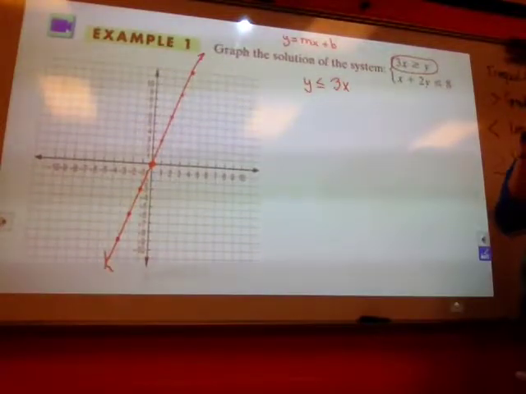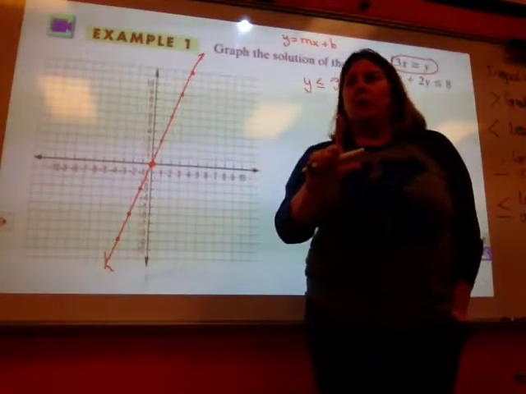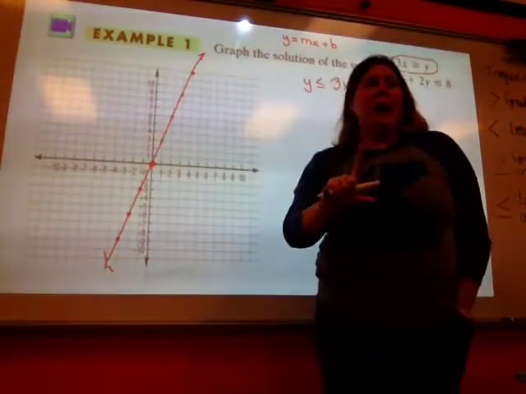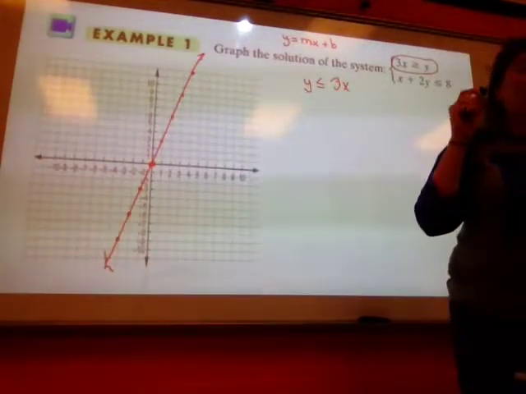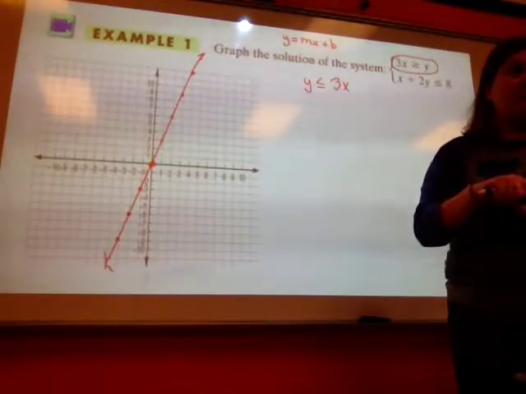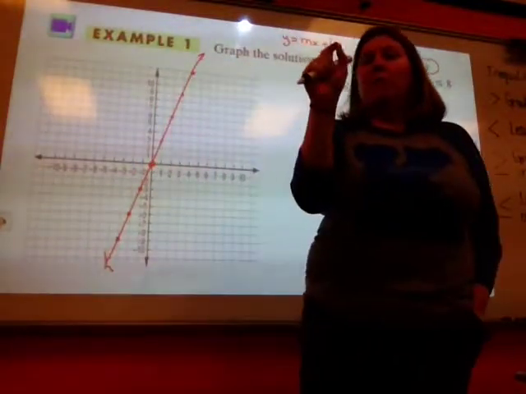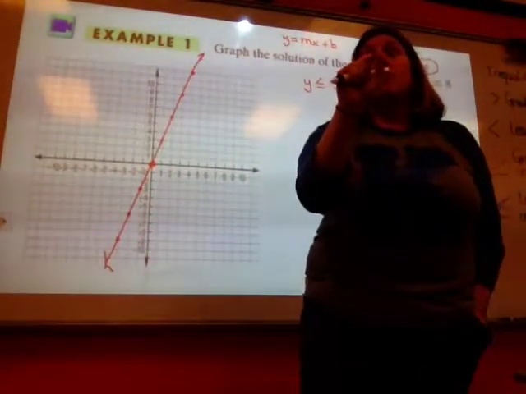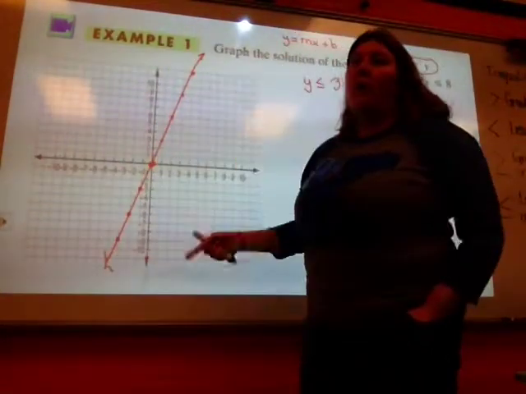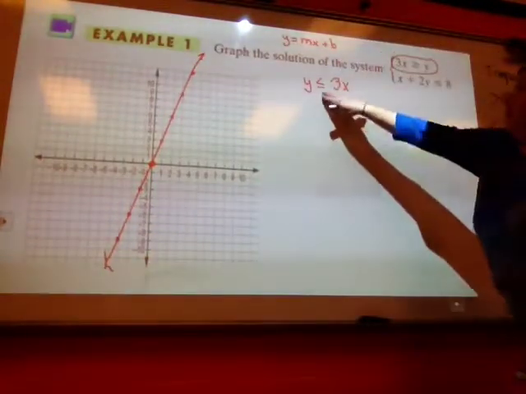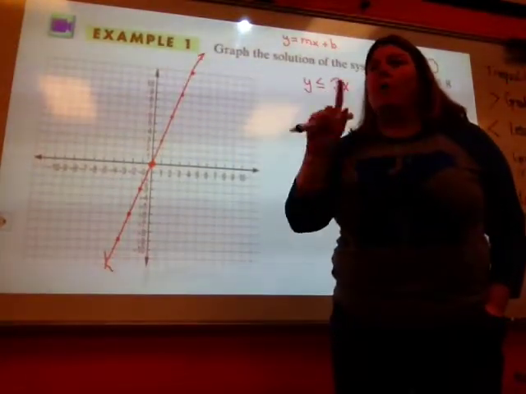All right, now, how do I decide how to shade? It depends on which side the solutions are on. Okay, but how do I determine which side that is? Putting in a point. All right, I have to pick a point. What's the key, though? I have to pick a point that's not on the line, because I already know that all the points on the line are going to work, because it's a solid line. So I've got to pick one that's not on the line.